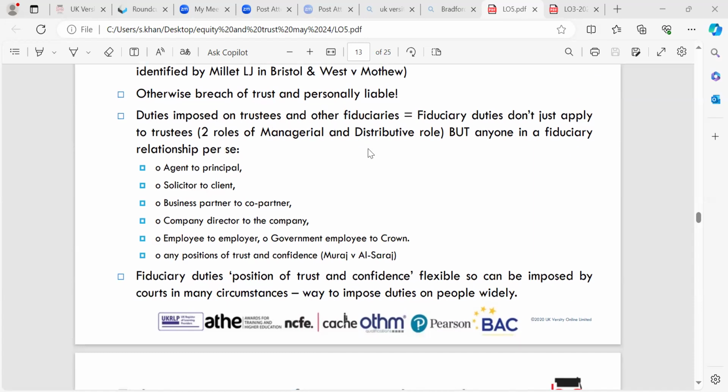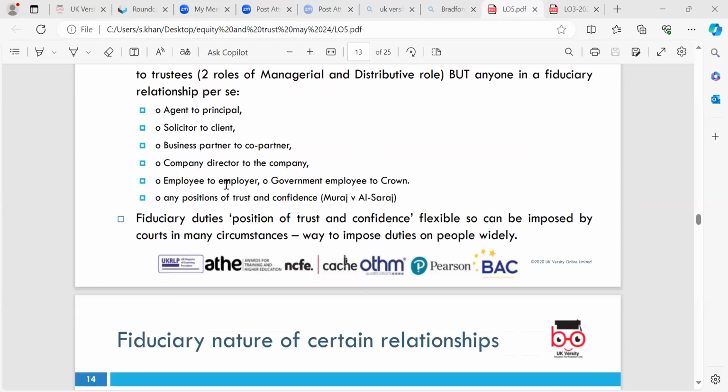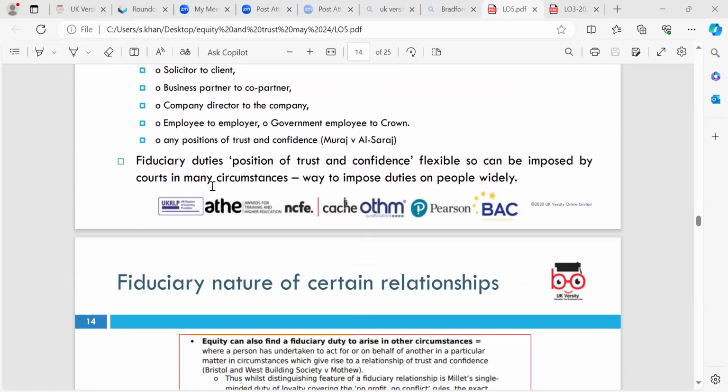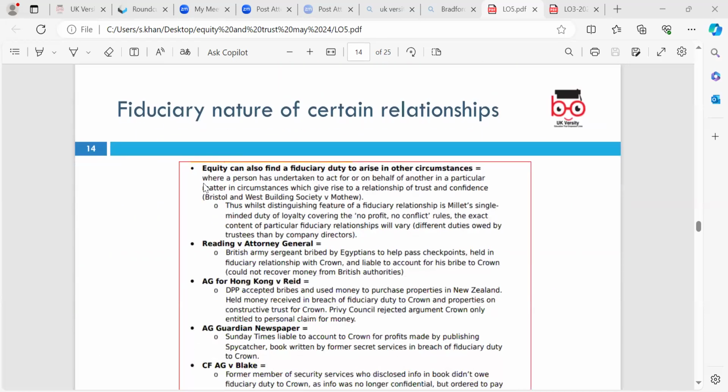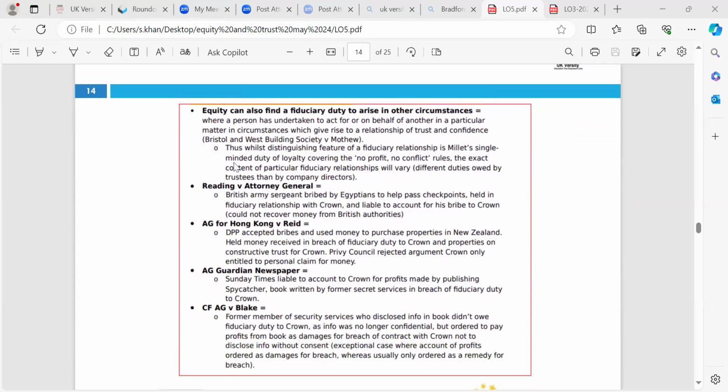Duties imposed on trustees and other fiduciaries. Fiduciary duties don't just apply to trustees, who have two roles, a managerial and a distributory role, but to anyone in a fiduciary relationship. So it could be a solicitor, it could be an agent to principal, business partner to a co-partner, company director, an employee, or any other position. So the fiduciary nature of certain relationships, and these are some cases in regards to that.